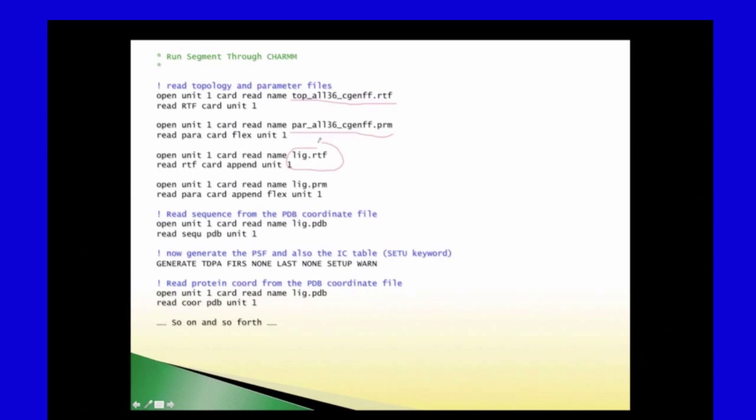Okay? So we have a specific RTF and a specific parameter file for our ligands, and we do the same procedure. We read in our ligands, we figure out what the sequence is, we generate it, and then we save out some coordinates.